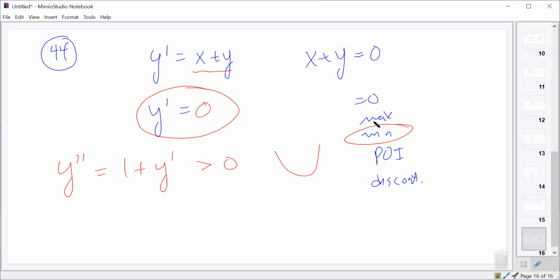Yeah, so you took the second derivative. Okay, so you took the derivative of the y prime. Correct. Yep, the second derivative of that is 1 plus y prime. Okay, thank you. Because we're doing it with respect to x. Yep.